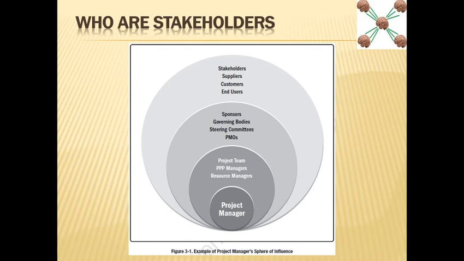So let's come to one more aspect of this. This is a very beautiful picture made by PMI in their book. It is an example of a project manager's sphere of influence. For example, this is a project manager. He has the highest influence on himself, which is a very simple thing. But the second highest influence he has is on the project team, the managers, and the resource managers.